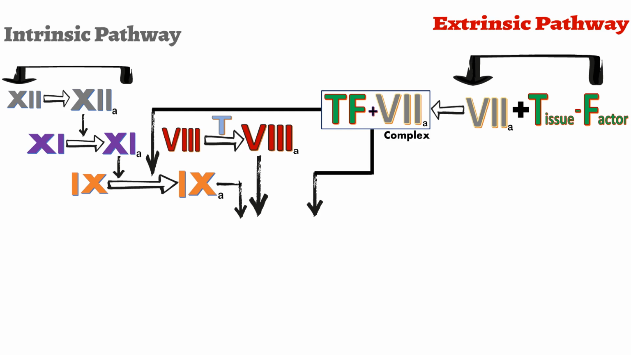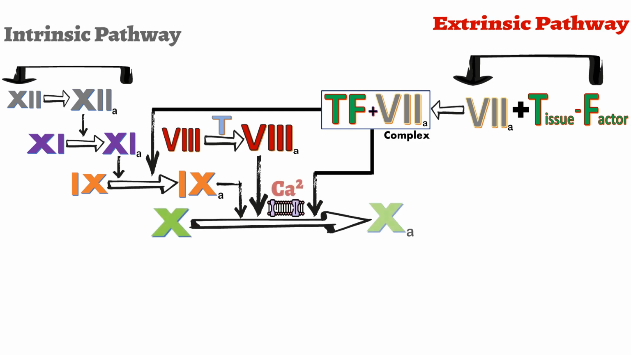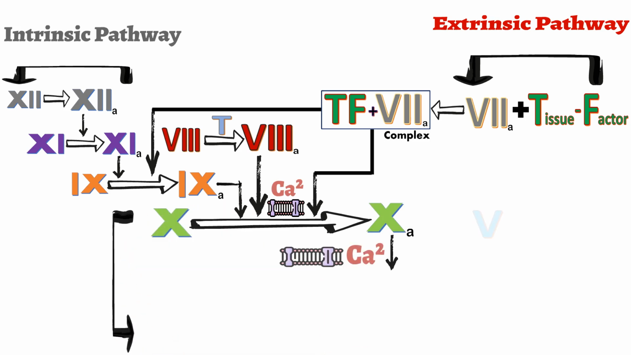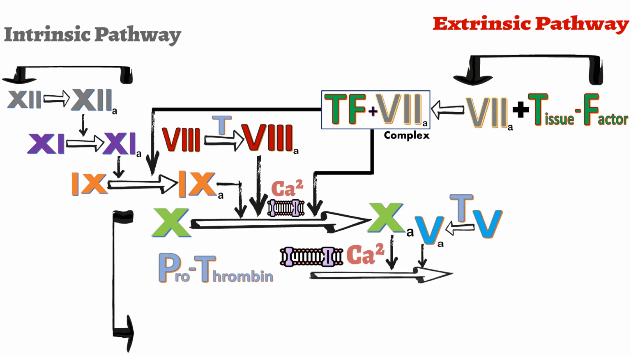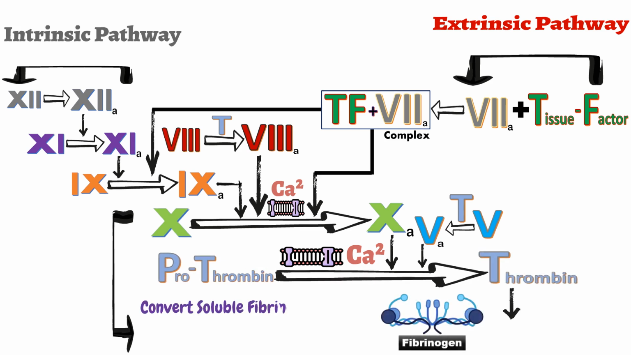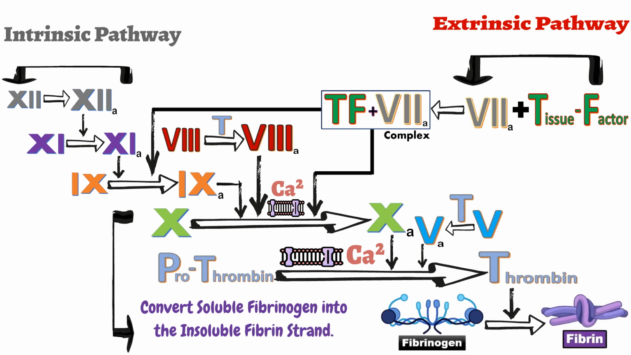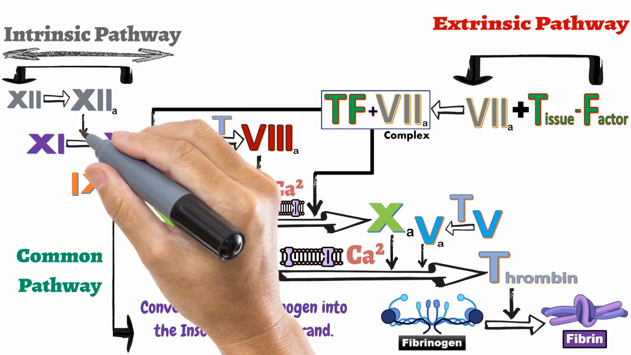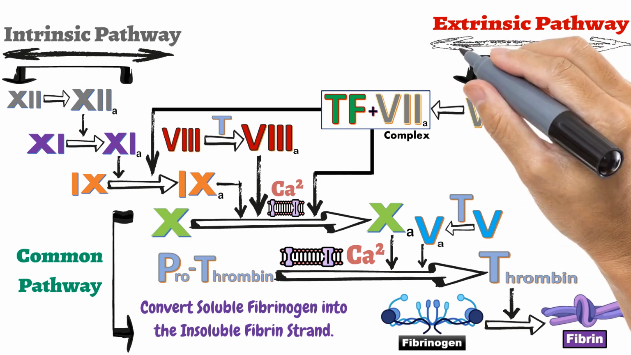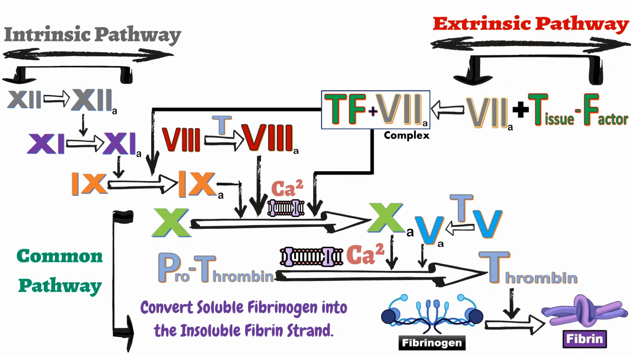And have you noticed, once the factor 10 is activated, the activated factor 10 leads to this common step, that is the conversion of prothrombin into thrombin, and this thrombin will convert soluble fibrinogen into the insoluble fibrin strand. That's why this short common step or pathway is known as the common pathway. It means that from here, the intrinsic coagulation pathway and the extrinsic coagulation pathway lead to the same steps.